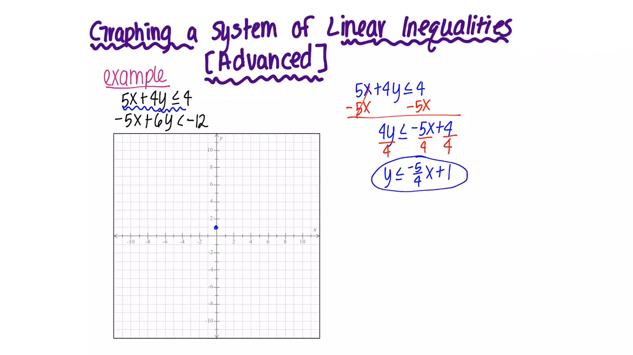I'm going to plot it. So the y-intercept is 1. The slope is negative 5/4, so that's down 5, right 4. Down 5, right 4. That should put me there. There's an underline, so I'm going to draw a solid line. And it's less than, so I will be shading below.